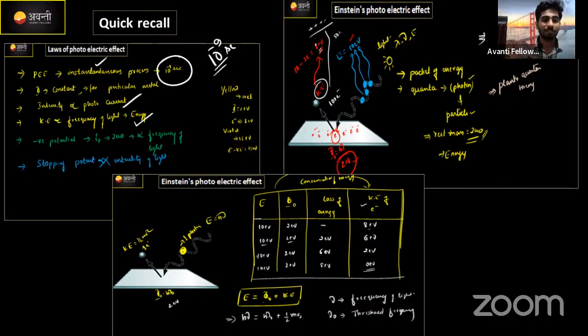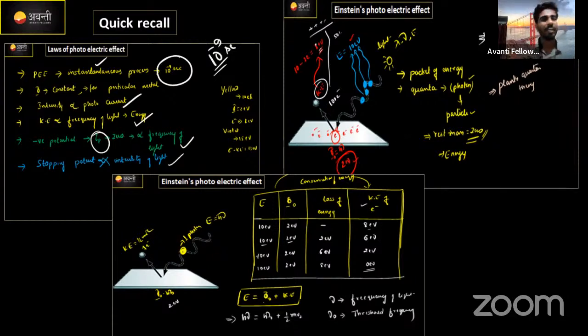Correct? At the negative potential, the current will be zero. It depends upon the frequency of light. Okay, if you change the frequency of light, the stopping potential also changes, right? Okay, good. Next thing, Einstein's photoelectric effect.